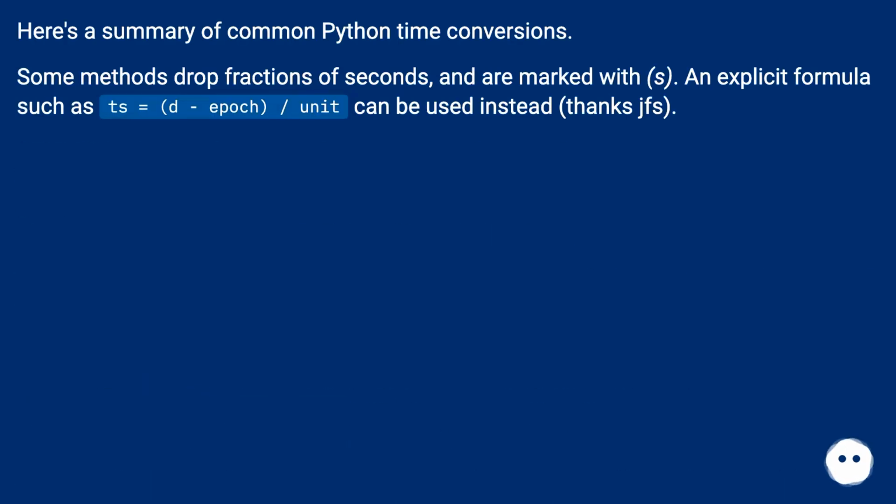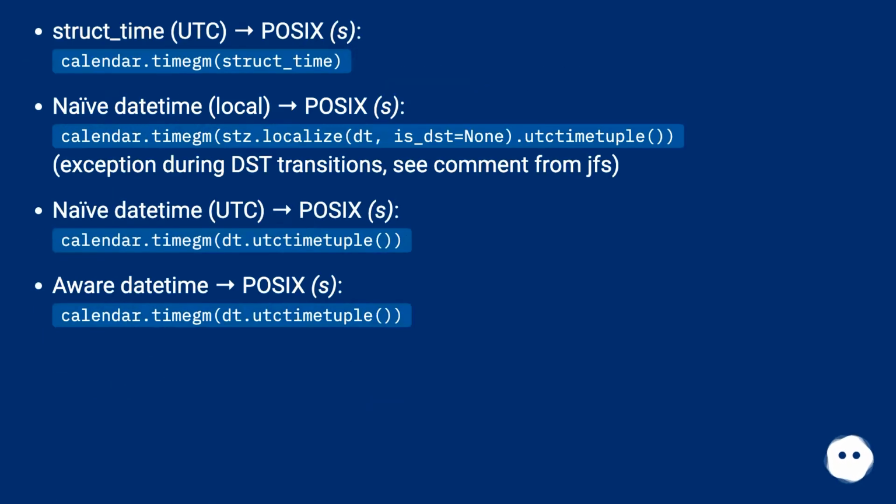Here's a summary of common Python time conversions. Some methods drop fractions of seconds and are marked with S. An explicit formula such as ts = (d - epoch) / unit can be used instead, thanks JFS. struct_time, UTC, +6 S. calendar.timegm, struct_time to naive datetime, local, +6 S. calendar.timegm, stz.localize(dt, is_dst=None).utctimetuple. Exception during DST transitions, see comment from JFS. Naive datetime, UTC, py3.6, S.